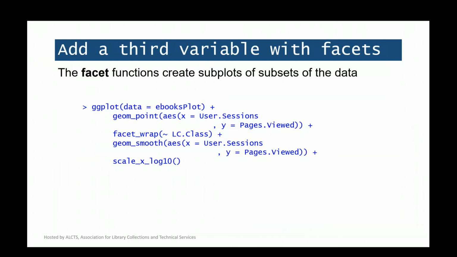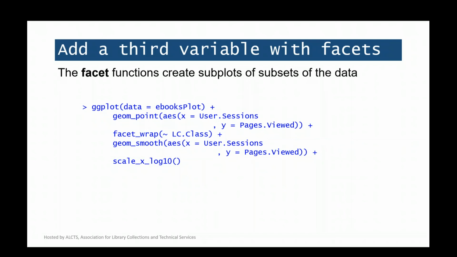Okay, at risk of overwhelming you, I'm going to introduce one more way of visualizing a third variable aside from color, and that's called facets. What facets do is create subplots of subsets of the data. So there's a lot going on here, and I'll just briefly describe it.